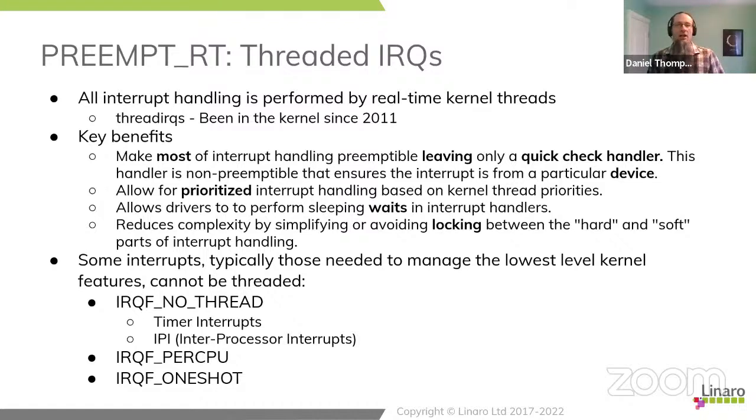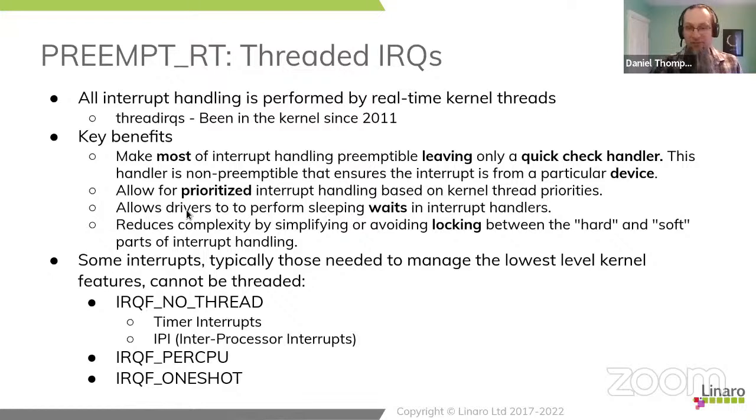Once you have most of the work being done from a kthread, you can prioritize it. You can apply real-time priorities. You can put it on the real-time scheduler. You can put it on the deadline scheduler. You can move it where you want it to, and balance its priorities against other activities within the system.